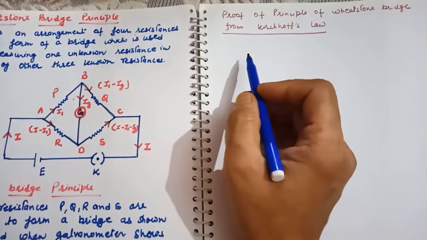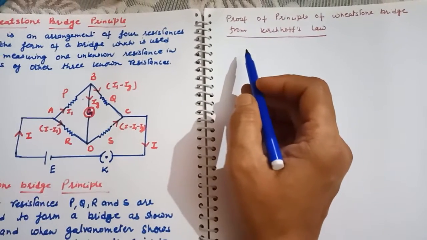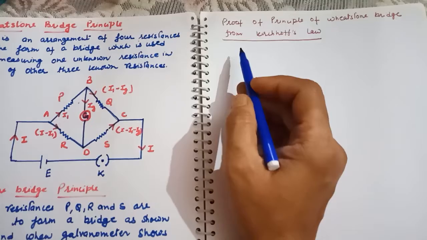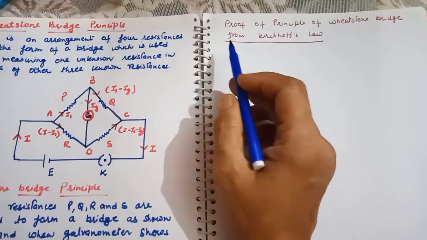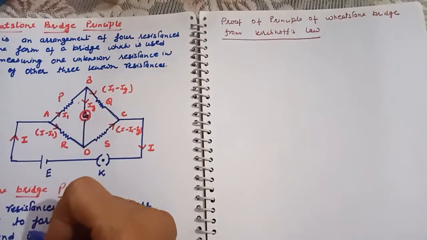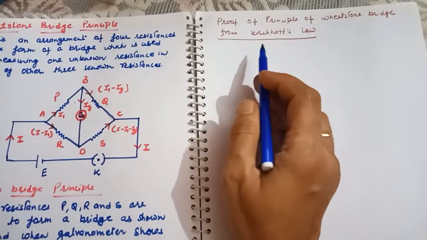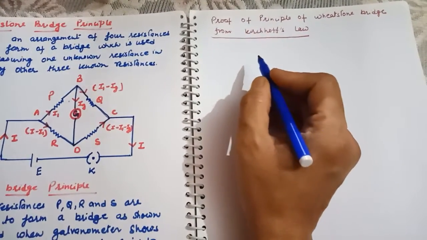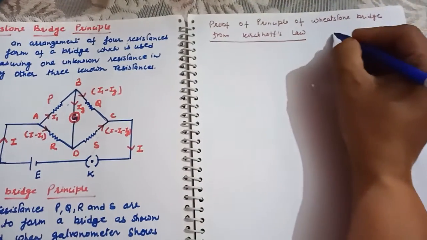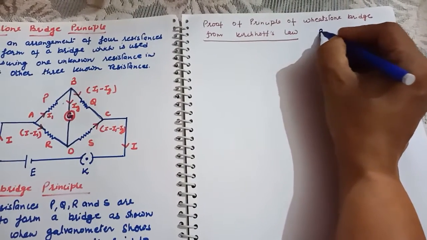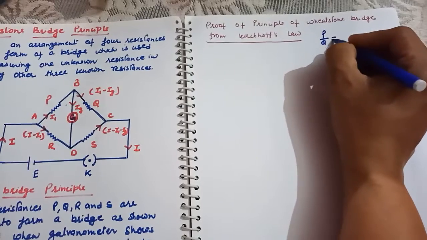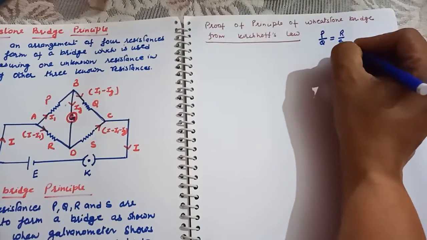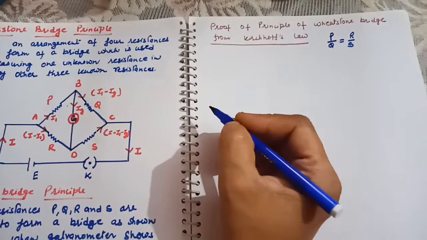Now children, in this video I am going to explain to you the method of proving the principle of Wheatstone bridge from Kirchhoff's law. So what is the principle of the Wheatstone bridge? The ratio of the resistances of two arms, P by Q, is equal to R by S. This we have to prove.